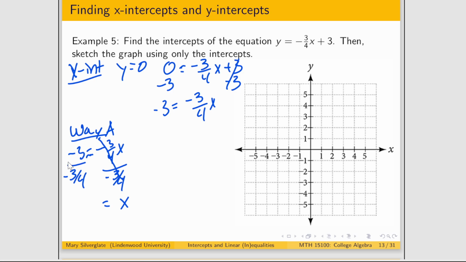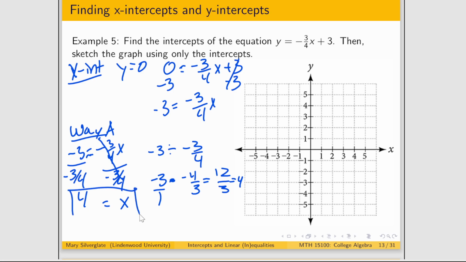And then for negative 3 divided by negative 3/4, well, remember that a number divided by a fraction is the same thing as doing the number multiplied by the fraction's reciprocal. You might have heard this in the past as keep, change, flip. Negative 3 is secretly divided by 1. Multiply across the top, negative 3 times negative 4 is positive 12. 1 times 3 is 3. That just becomes positive 4. So that is one way to get that x is equal to positive 4.